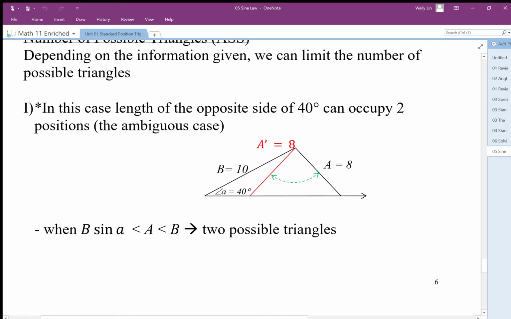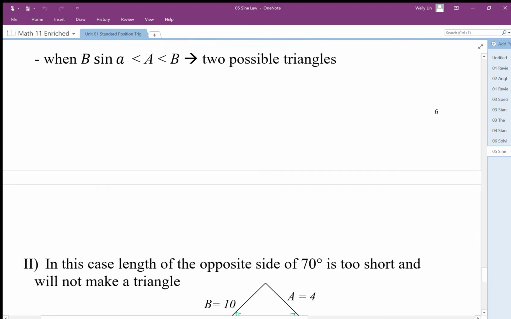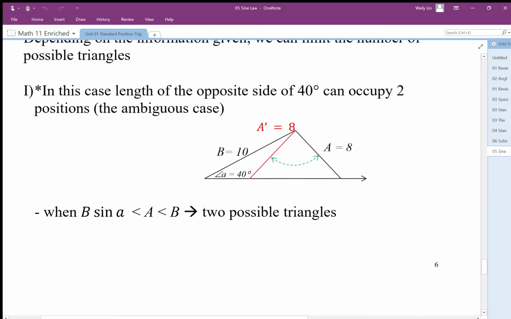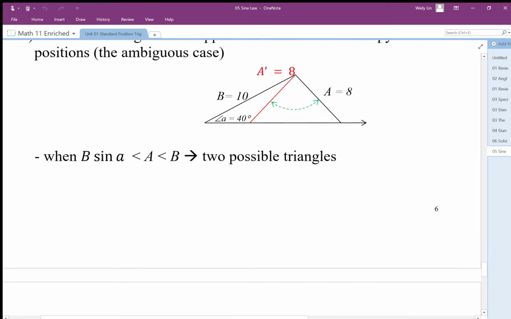An easy way to remember this is when this side length is shorter than this side length, we can occupy two different positions. So this is the formal way to do it, but the informal way is really just as good: this length of 8 is shorter than the length of 10. That's the normal case, where we can have two triangles.